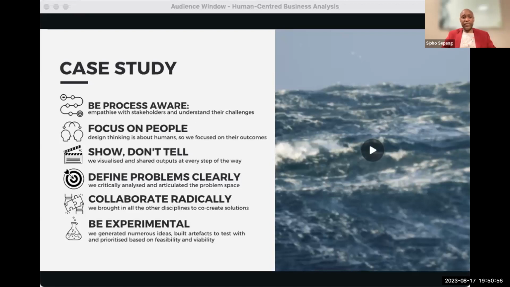And once we had been through understanding that problem space, having dissected it, we got down with everyone to defining the problems clearly. So we critically analyzed and articulated the problem space, which then started giving everyone some sense of comfort.